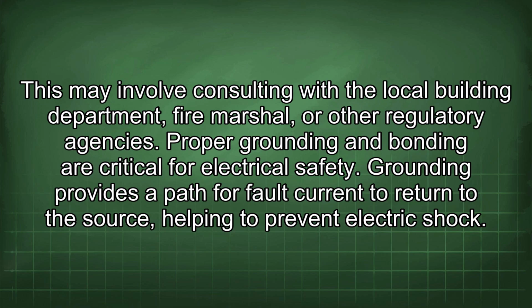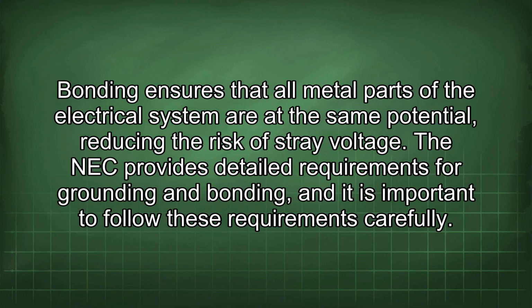Proper grounding and bonding are critical for electrical safety. Grounding provides a path for fault current to return to the source, helping to prevent electric shock. Bonding ensures that all metal parts of the electrical system are at the same potential, reducing the risk of stray voltage. The NEC provides detailed requirements for grounding and bonding, and it is important to follow these requirements carefully.